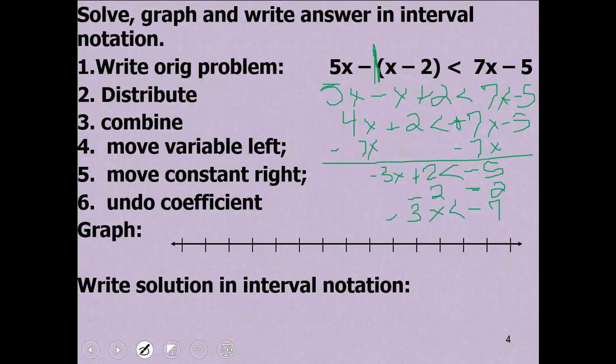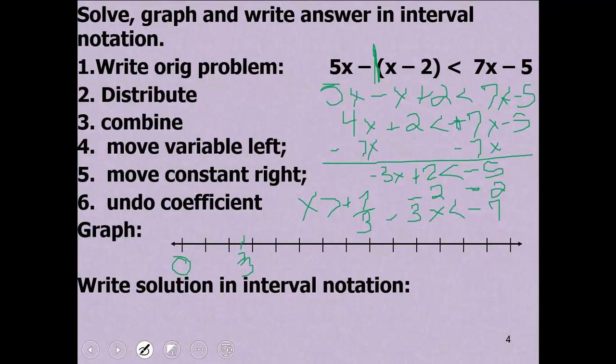I'm going to divide by a negative 3. So that means my x is greater than a positive 7/3. All right, so if that was 9/3, that would be 3. So I'm in between 2 and 3. So here is 7/3.